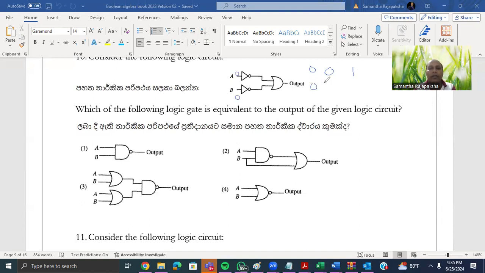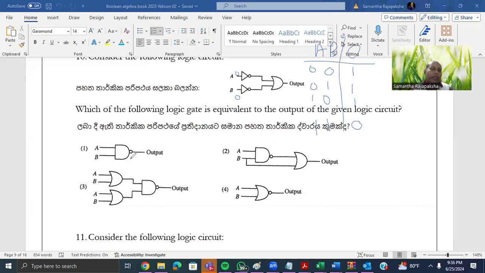When you put 0 and 1, when it is 0, it will be 1. So the answer will be 1. When you put 1 and 0, again actually the answer will be 1. When it is 1, 1, the answer will be 0. So therefore, these are the relationships between the inputs A and B, and this output.